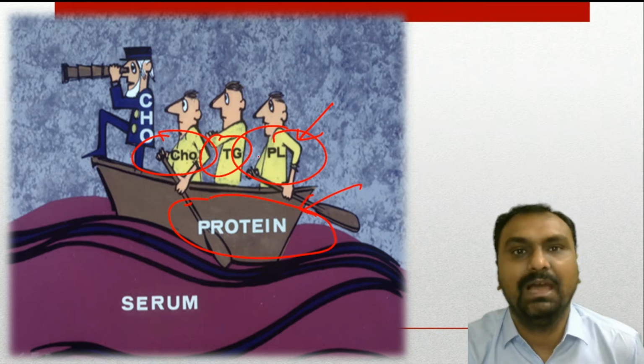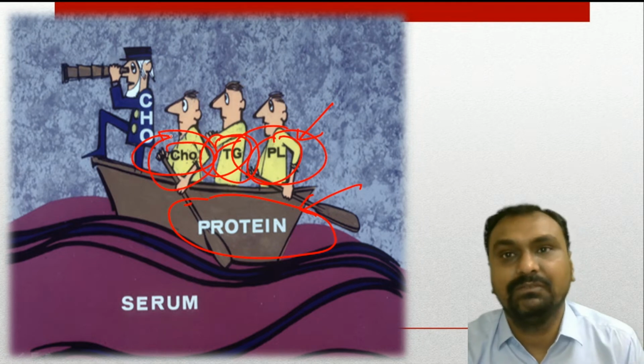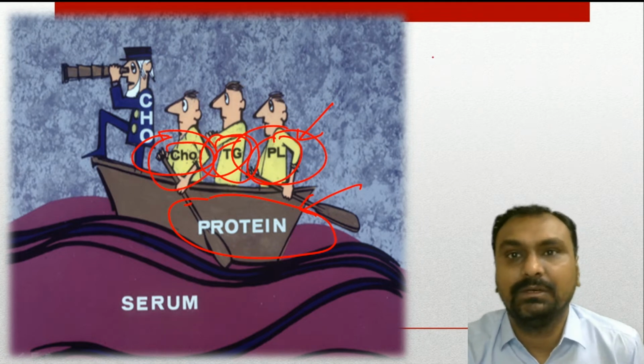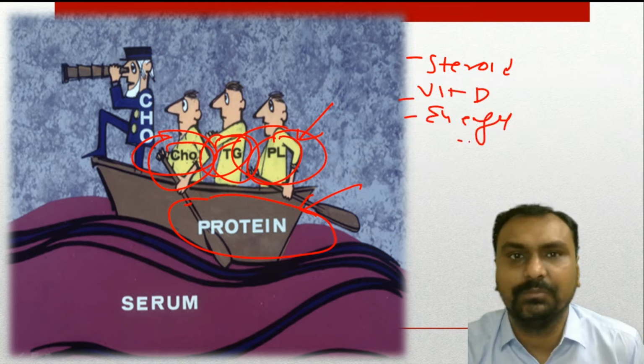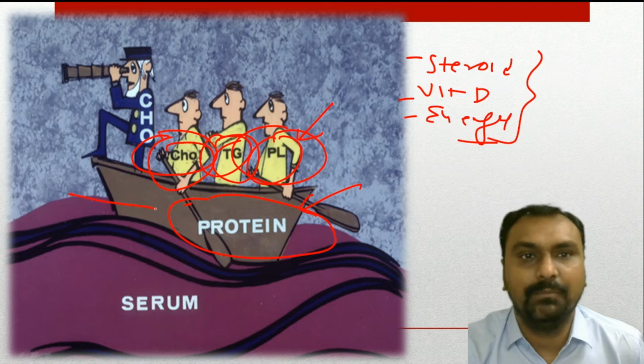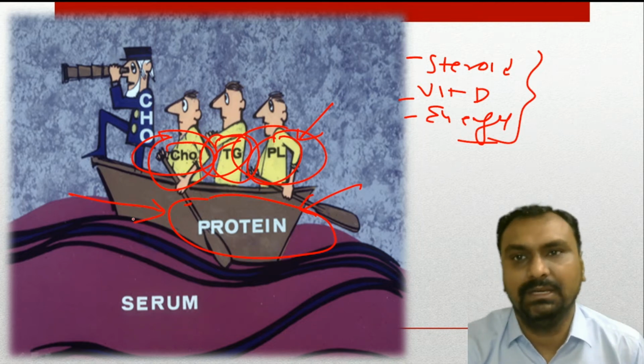So protein will help in transportation of this triglyceride, phospholipid and cholesterol, which is very important for steroid hormone synthesis, vitamin D synthesis, for energy purposes and many other functions of the lipids. This protein is important in transport of the lipids.